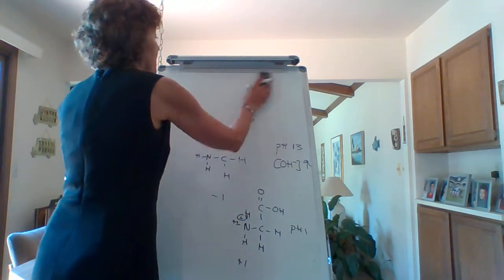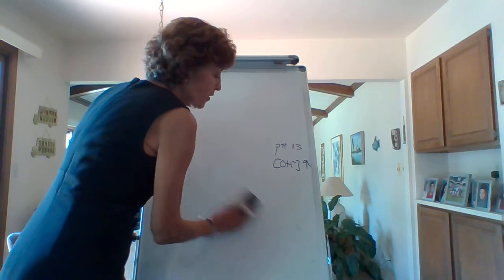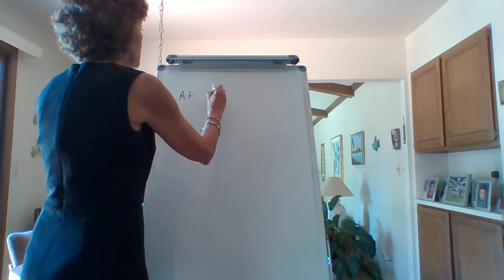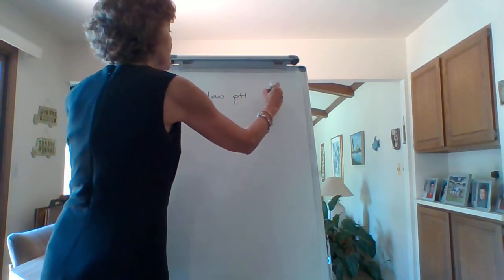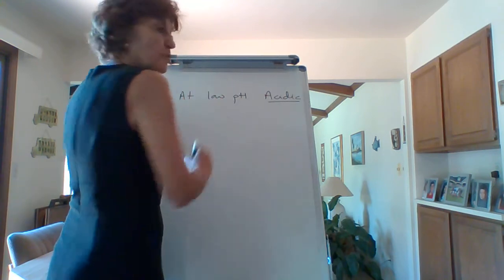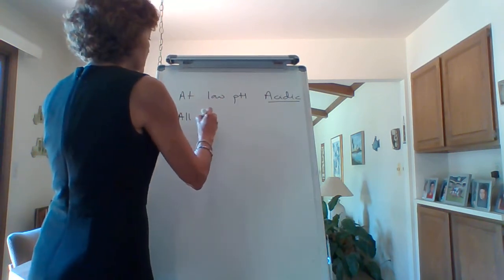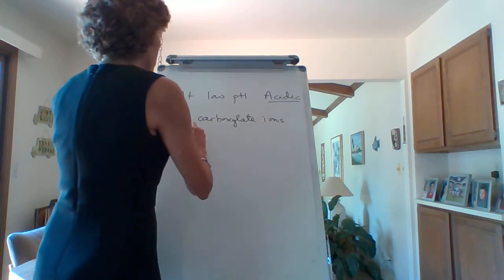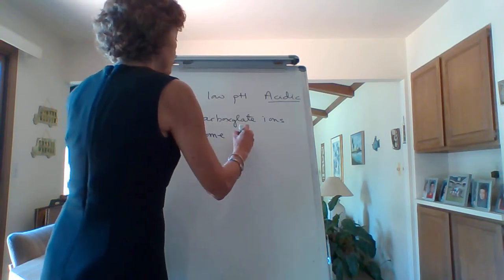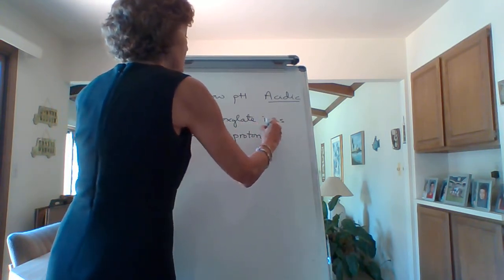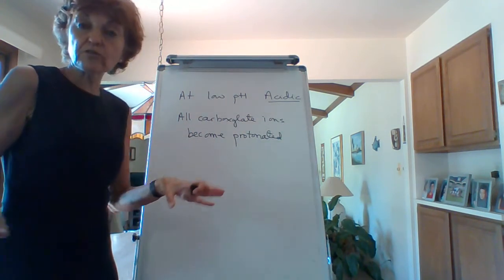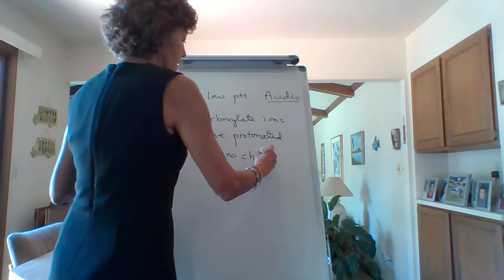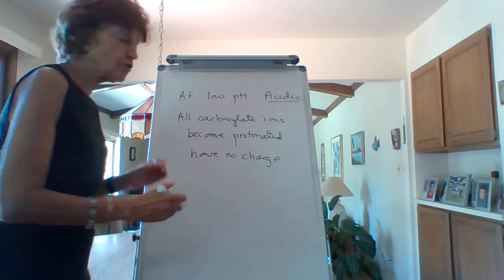So at low pHs, all the carboxylate ions become protonated. Basically when everything is acidic, super acidic, all carboxylate ions become protonated, meaning they pick up a proton and then they don't have a charge anymore. Okay, that's the scenario at low pH.